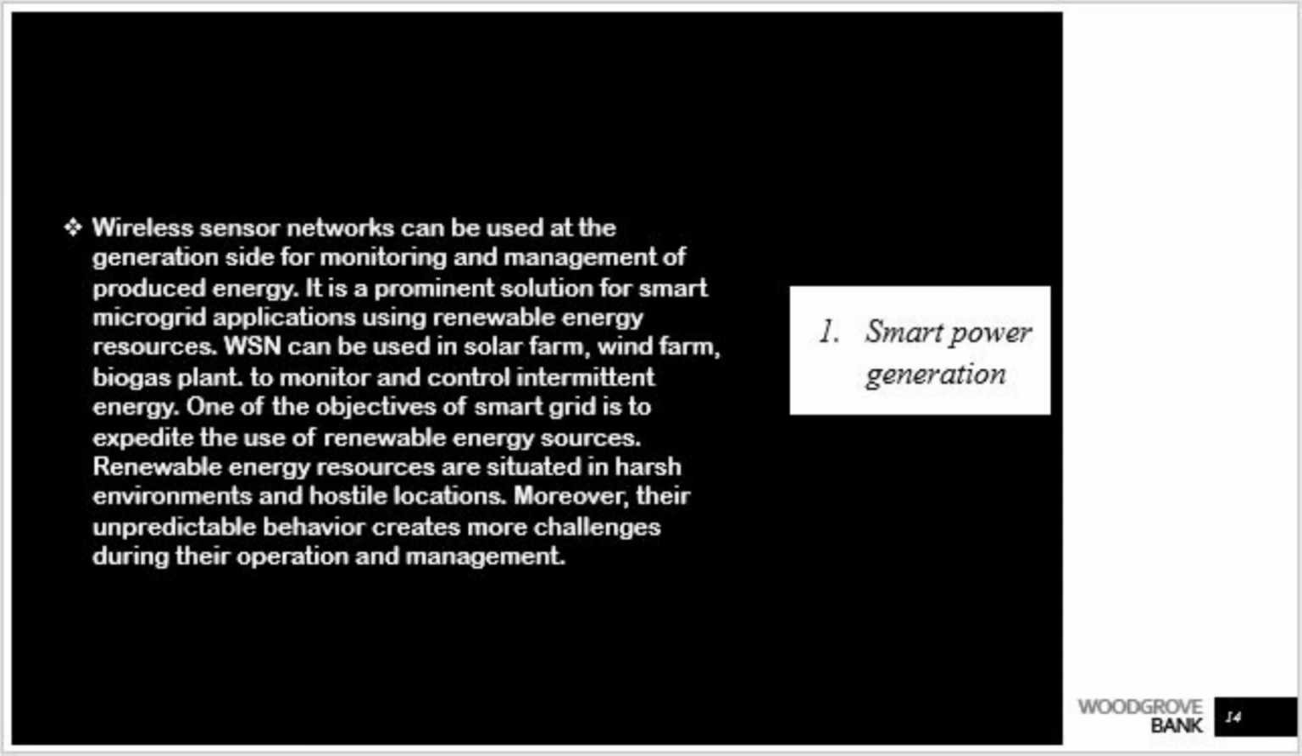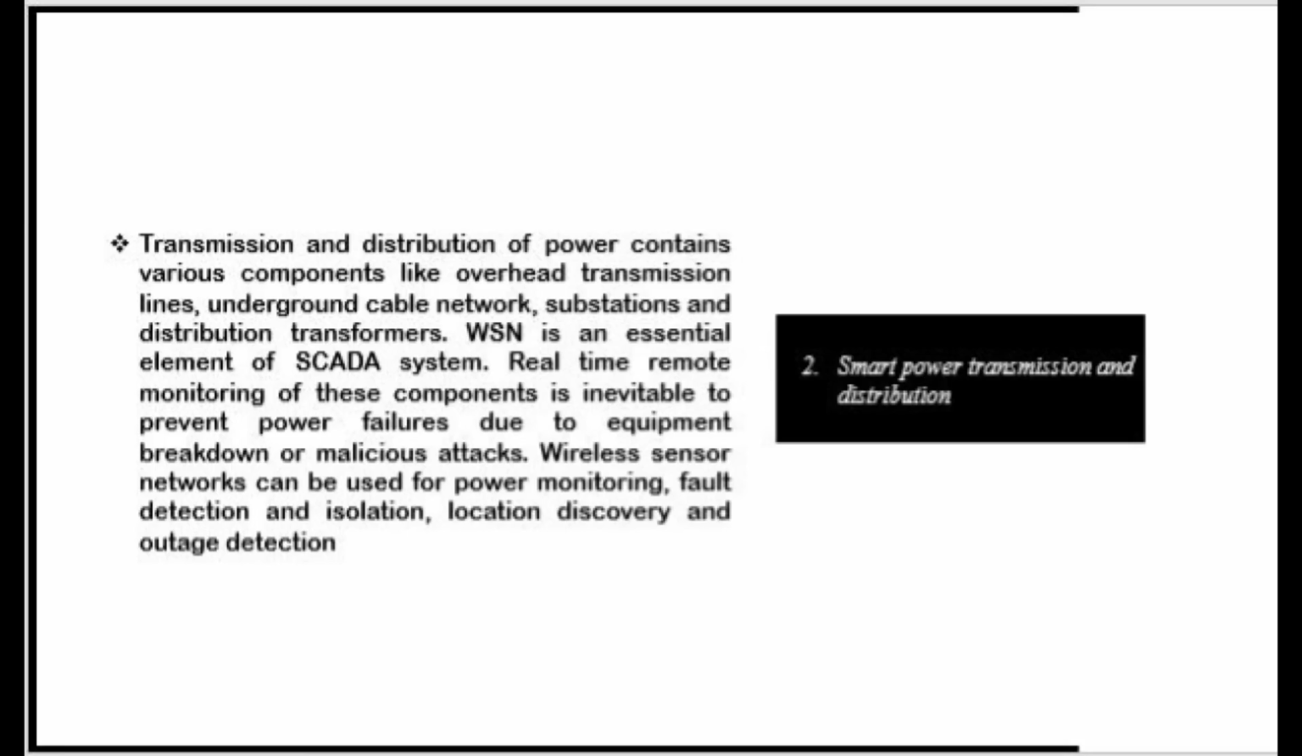The first one is smart power generation. Wireless sensor network can be used at the generation site for monitoring and management of produced energy. It is a prominent solution for smart microgrid application using renewable energy resources. Wireless sensor network can be used in solar farm, wind farm, biogas plant to monitor and control intermittent energy. One of the objectives of smart grid is to expedite the use of renewable energy resources. Renewable energy resources are situated in harsh environments and hostile locations. Moreover, their unpredictable behavior creates more challenges during their operation and management.